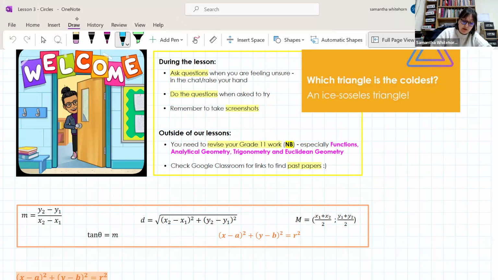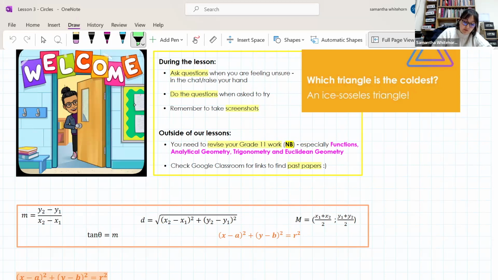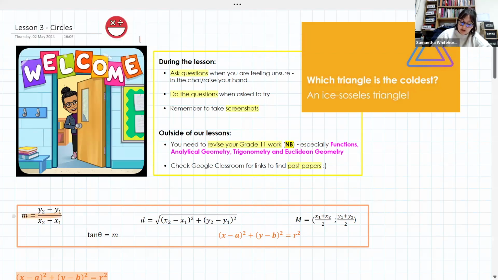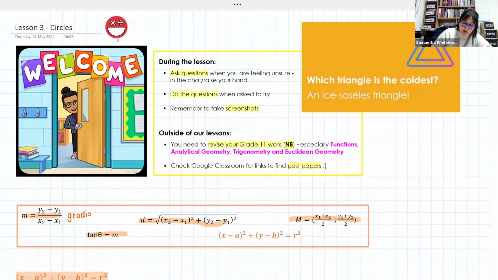Those 4 formulas that we've learned about are your gradient formula, your distance formula, your midpoint formula, and your angle of inclination. I'll write this all down in a second. You need to be able to identify these, because yes, you get them on your formula sheet, but if you don't actually know what it's for, then it's not useful in any shape, sense, or form. So those are the 4 formulas you know from grade 11.